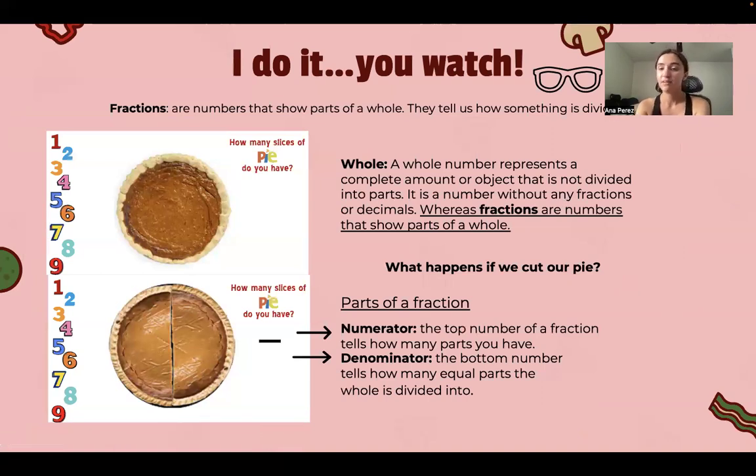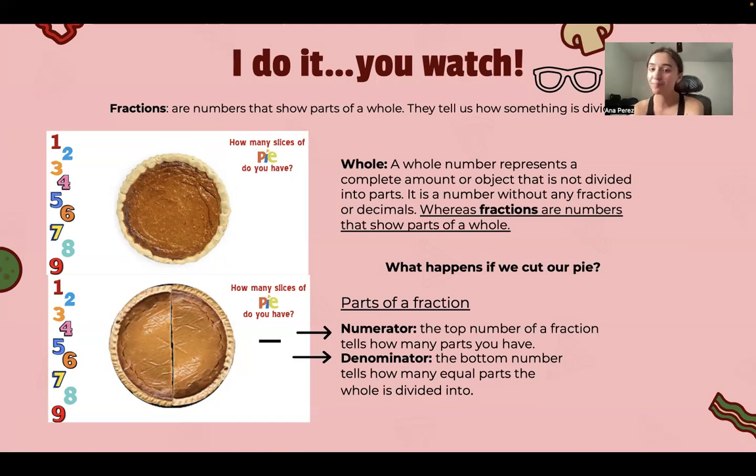For this part of the lesson, I'm going to do it, and then all I want you guys to do is just watch and observe. We're going to go over some key vocabulary words, and then we're going to go over some key concepts. Our first vocabulary word is fractions. Fractions are numbers that show parts of a whole. They tell us how something is divided.